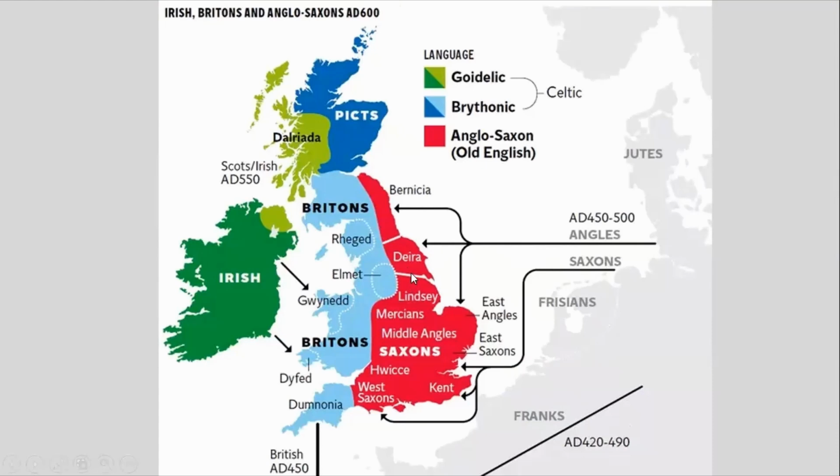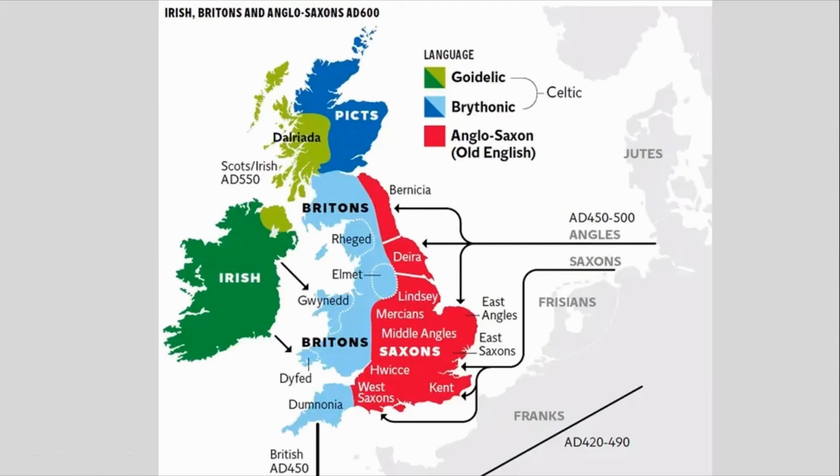Now notice the languages here. This is showing you the old Anglo-Saxon language would have been on the east side of Britain. This is the old ancient area, which is where the Celtics were. They would have been on the western side of Britain.